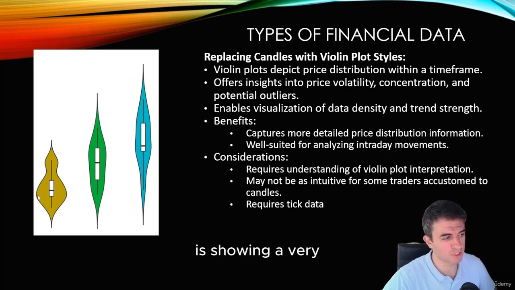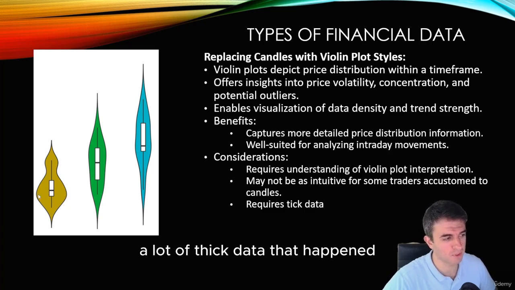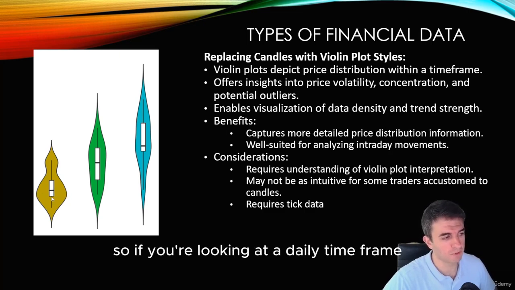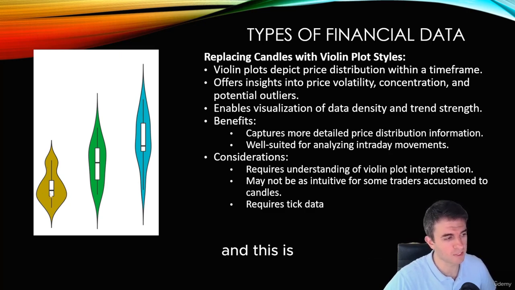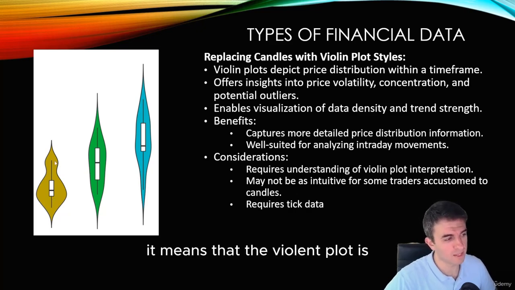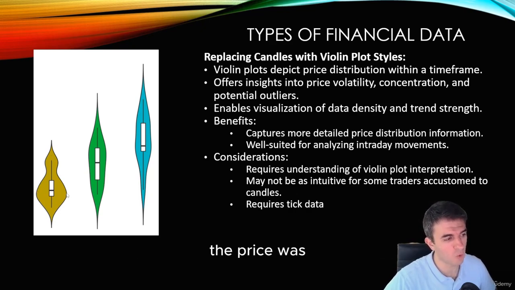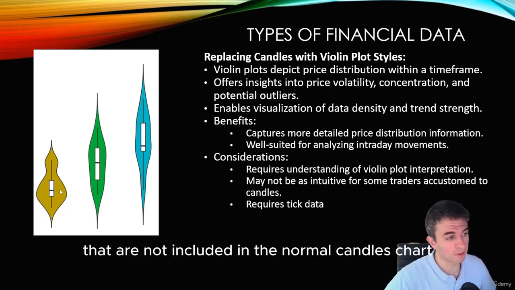So this one here, for example, is showing a very high thickness at this level, which means that we have a lot of points, a lot of tick data that happened on this level. So if you're looking at a daily time frame, and this is one bar or one candlestick representing one day, it means that the violin plot is adding this information, showing you where the price was trading during most of the day. So you're not omitting those details anymore. You're not skipping those details that are not included in the normal candles chart.